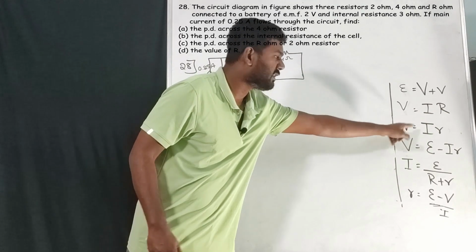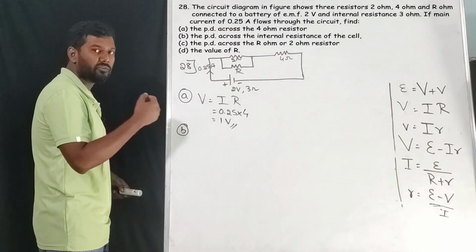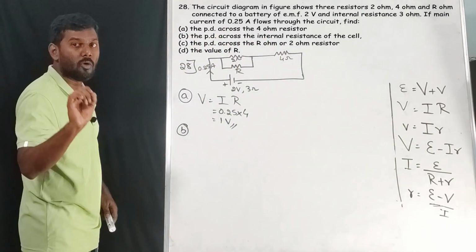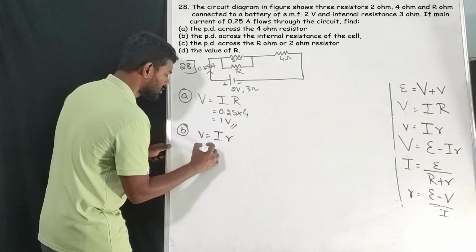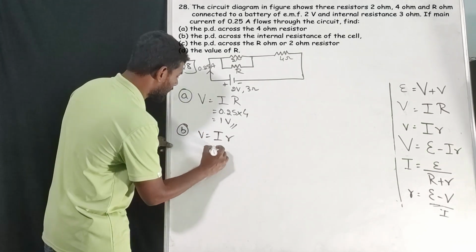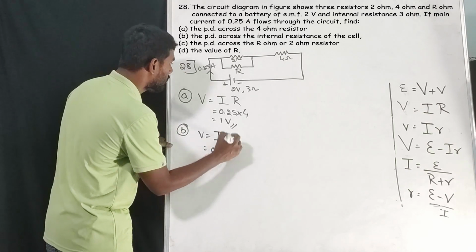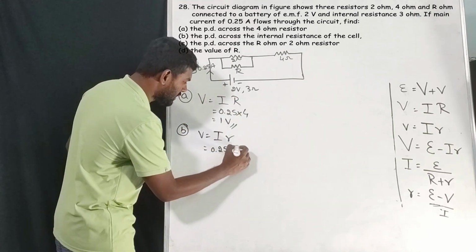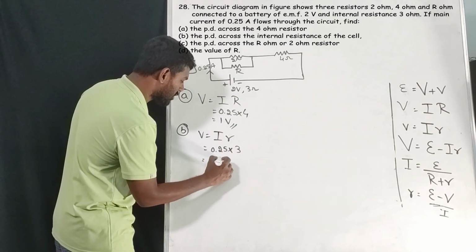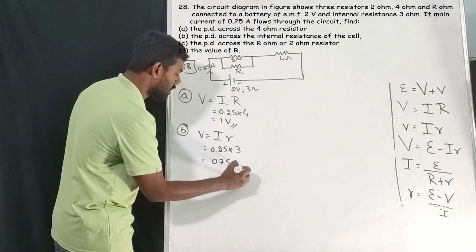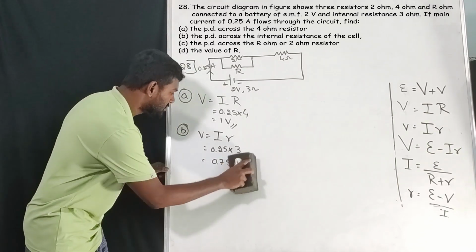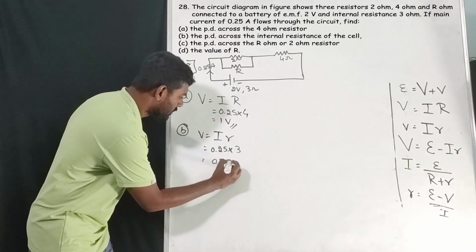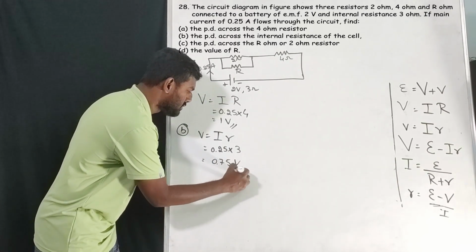Then we are going to use this formula. If we are using internal resistance along with the current, that means voltage drop. So small v is equal to I into small r. I we know is 0.25, r we know is 3. So the answer will be 0.75. Sorry, we are finding the voltage, right? It will be 0.75 volts.